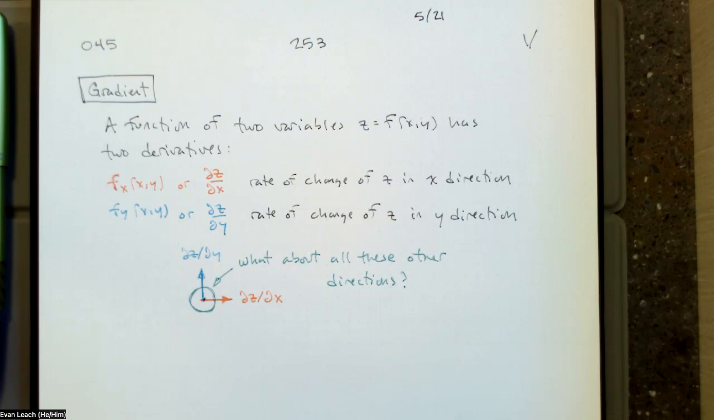This was the new thing for us because before we only had one direction. Everything was with respect to x or with respect to t. There was only one input, so we only had one derivative. We didn't have to think about it that much, but now we've got two. We've got an x direction and a y direction. And then we start thinking about where we are on the x y plane and think, well, there are way more directions than just x and y.